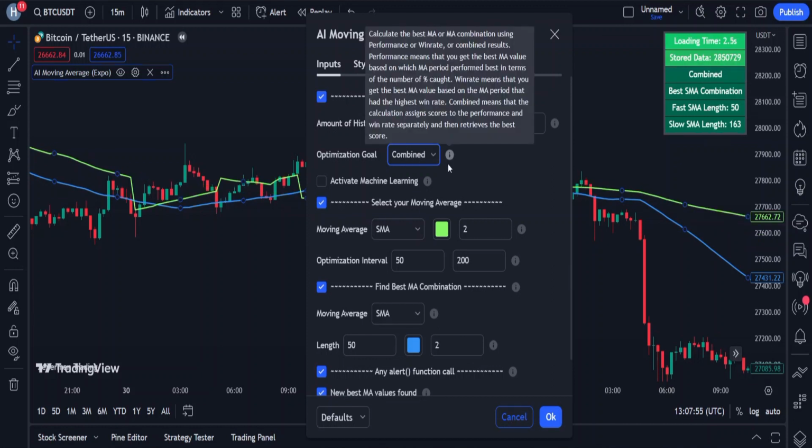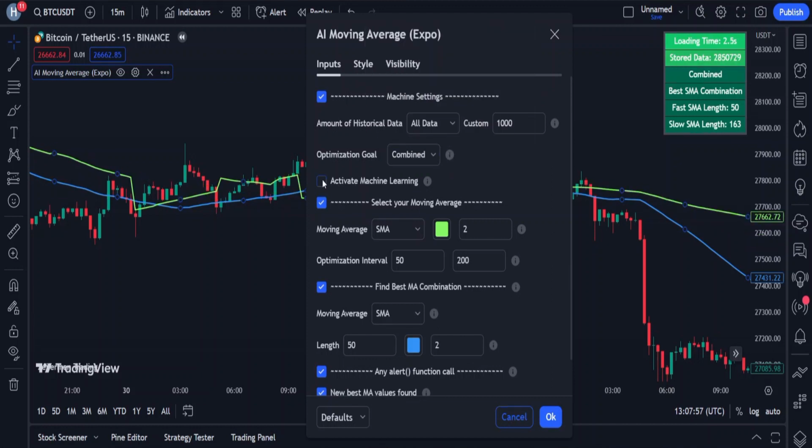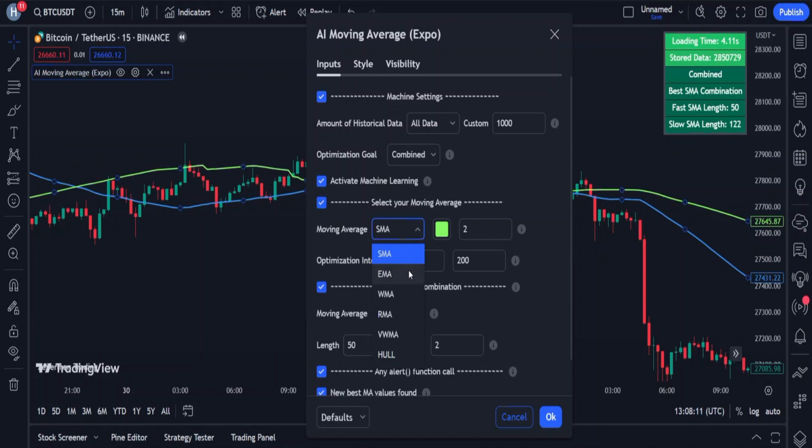We will be selecting this option since it combines the calculations and selects the best performing period out of the two. We will also be selecting the Machine Learning checkbox. This option allows us to also use machine learning to optimize the best MA value. If we would disable this option, the calculation would only use an optimization algorithm. Finally, let's change both the moving average types to EMA. That was all that we needed to do. We can see that the EMAs are now updated.